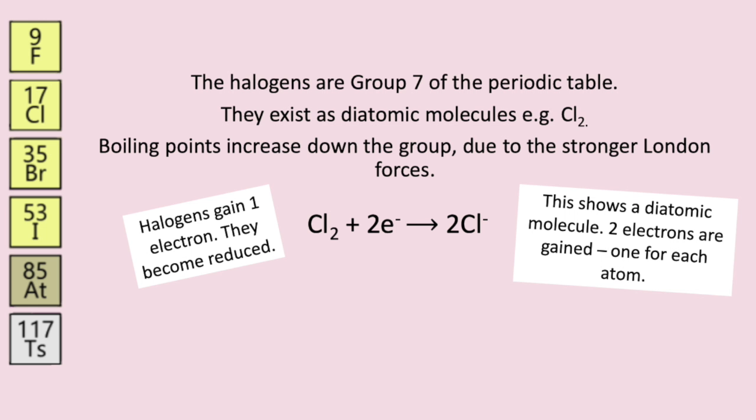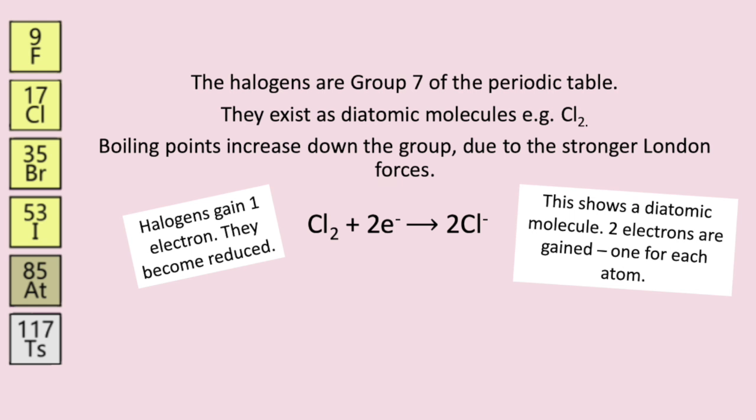The second group of the periodic table that we study are the halogens, group 7. They're the most reactive non-metal group, so they never occur in their elemental form. They are found as diatomic molecules, such as Cl2. Boiling points increase as you go down the group. This is because the number of electrons increases, making stronger London forces. More energy is then needed to break these London forces, so the boiling point increases.